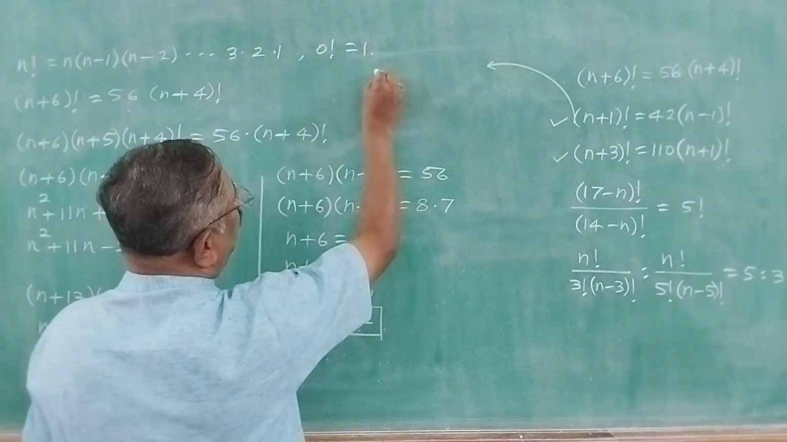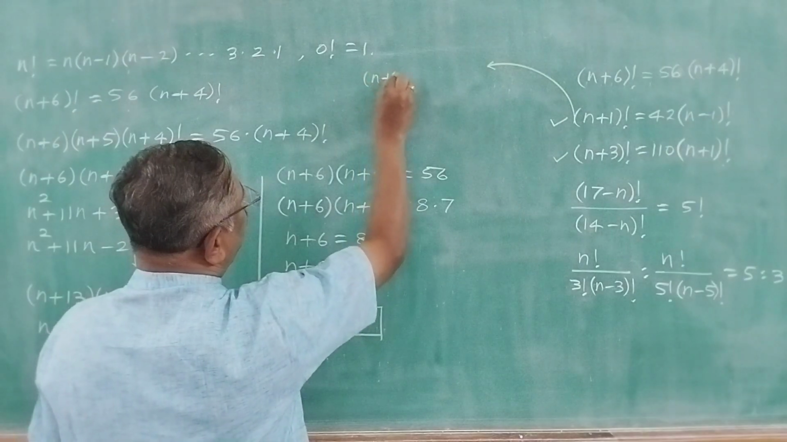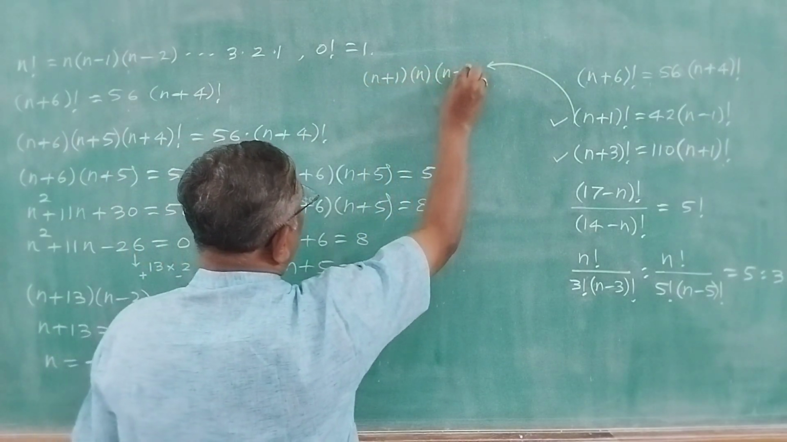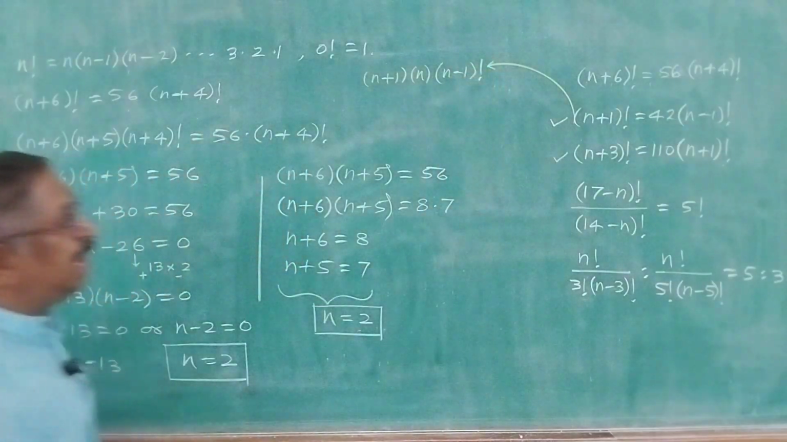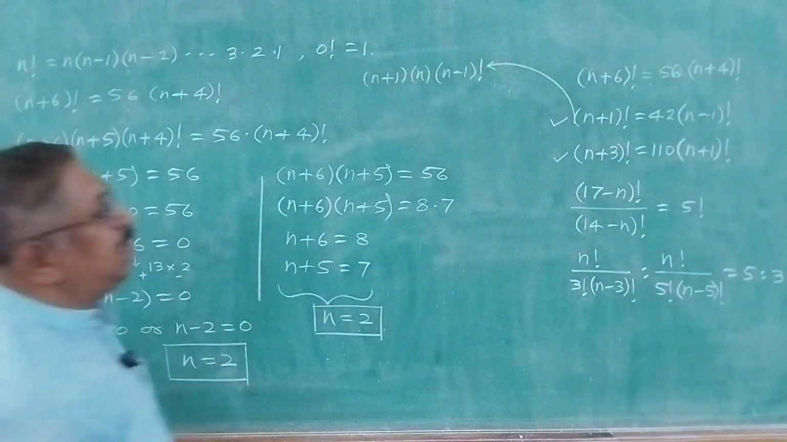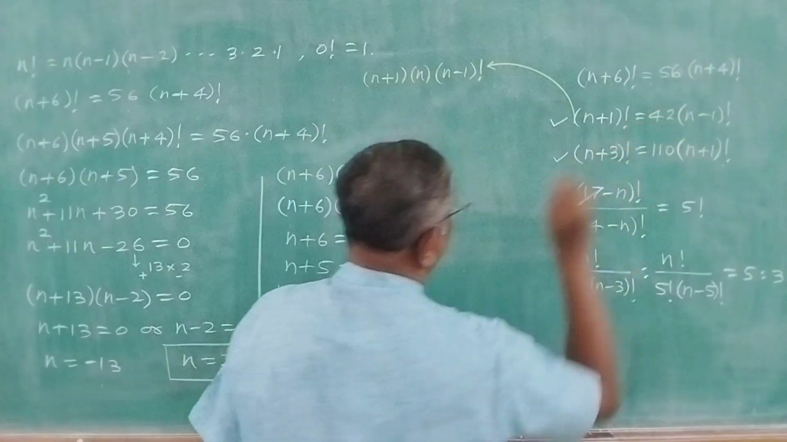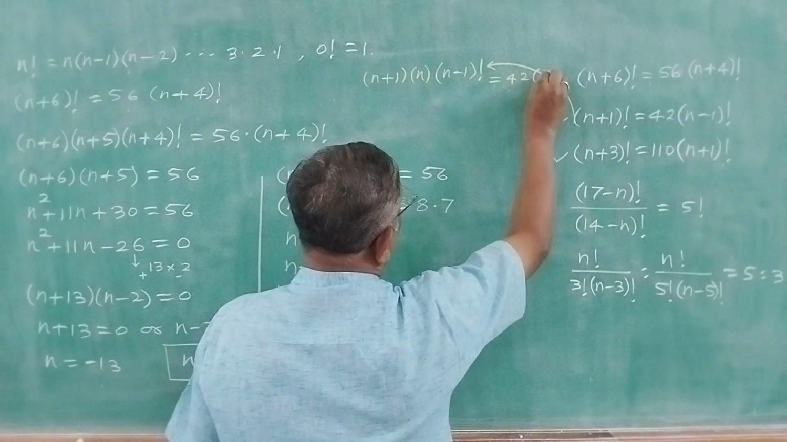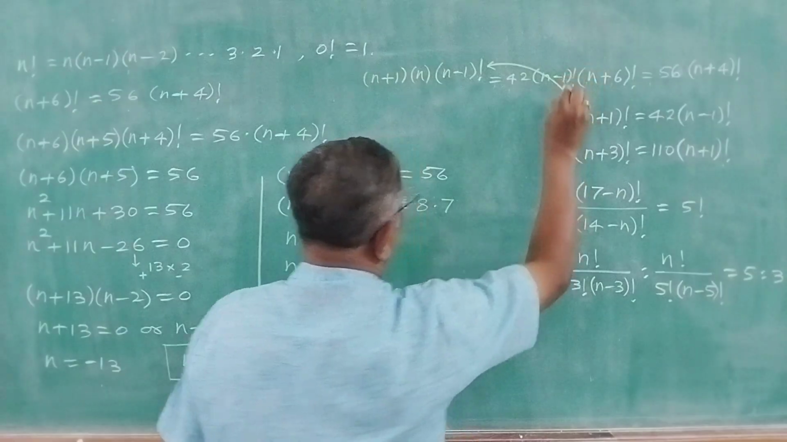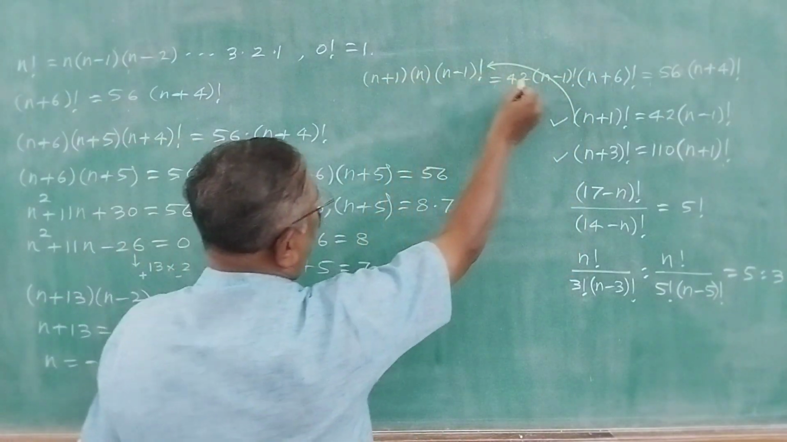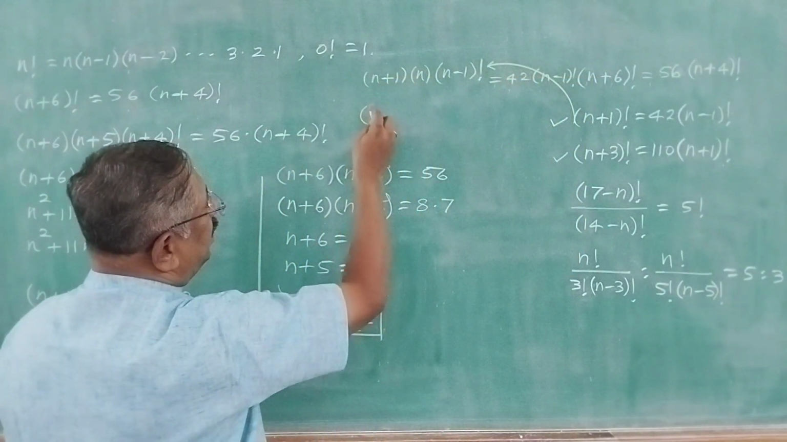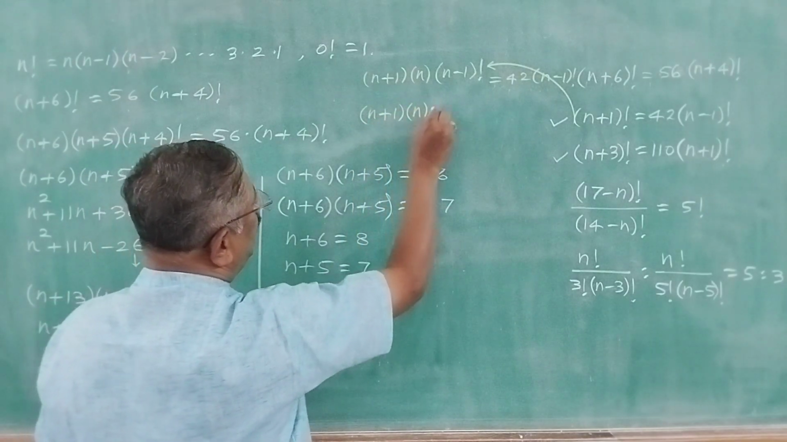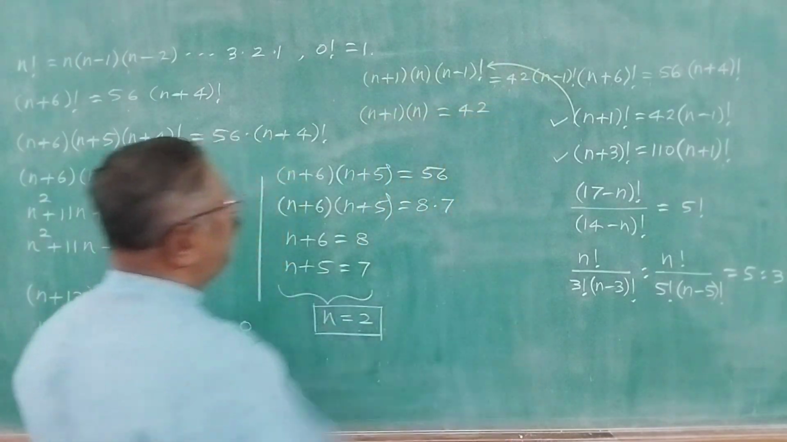(n+1)! I shall write as (n+1) multiplied by n multiplied by the remaining elements, which will definitely be (n-1)!. This is equated to 42 times (n-1)!. From both sides we remove (n-1)!, and then I write (n+1) multiplied by n is equal to 42.